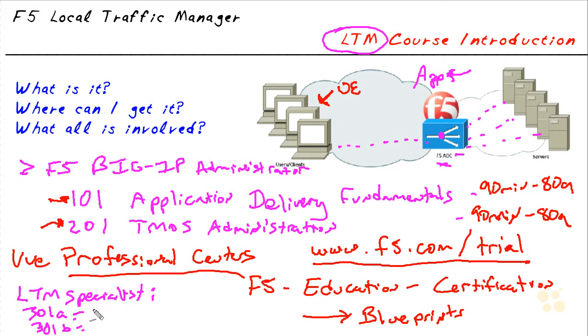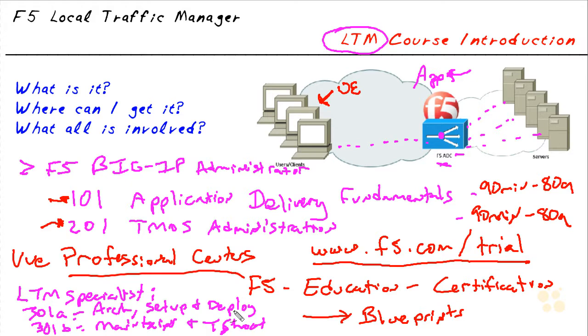So 301A is an LTM specialist on the architecture, setup, and deployment. Whereas 301B is on the maintenance, so maintain and troubleshoot. Although I do kind of look at this and say, well, this would be a really good way to study for this one, but whatever. I guess it goes the other way around. Maybe 201 is a good way to study for that one. But this is kind of the whole idea as far as what to expect from certification exams that come with this.